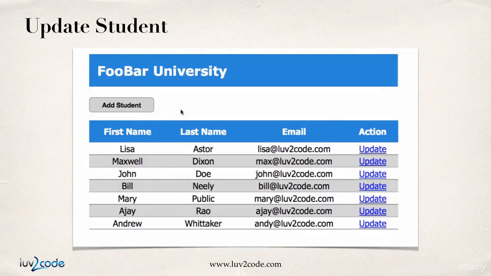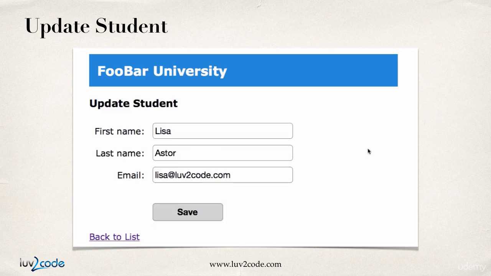All right, so here's a demo of the application. So I'm going to show you how the new update feature works. So notice here we have a new column called action, and we have these update links. So basically what this update link will do is it'll actually show you a new form, and it'll pre-populate that form with data. So here I'm updating the student Lisa Astor. So again, notice how the form is already pre-populated with her information.